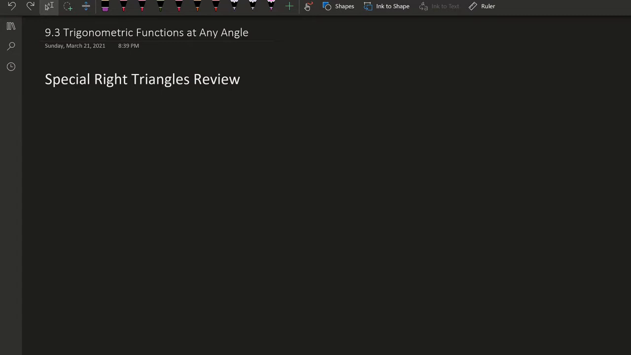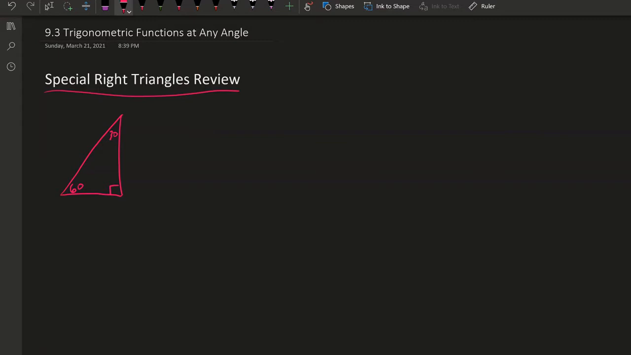Today we're going to be talking about trigonometric functions at any angle. Before we get into this, we're going to be relying heavily on an idea from geometry that I just wanted to review. So, we have two special right triangles. The first one is a 30, 60, 90 triangle, where we have the angles 30, 60, and 90.